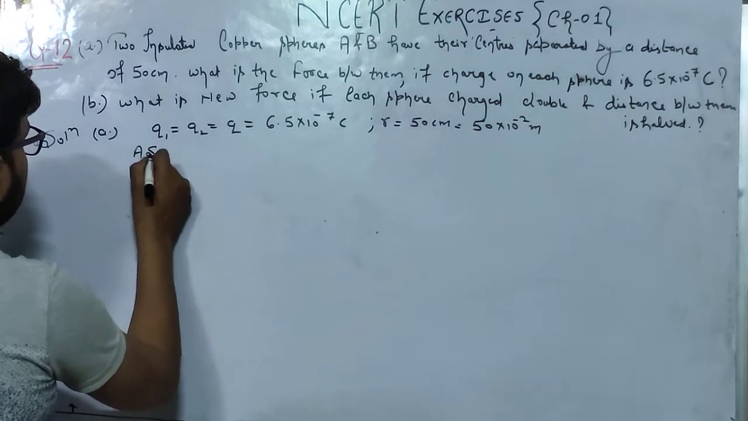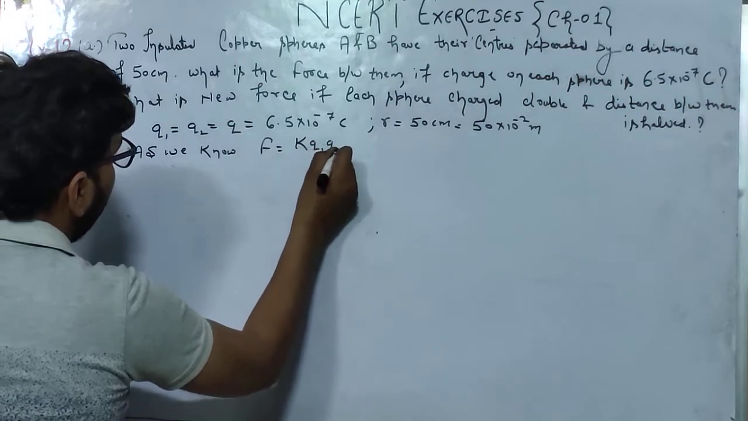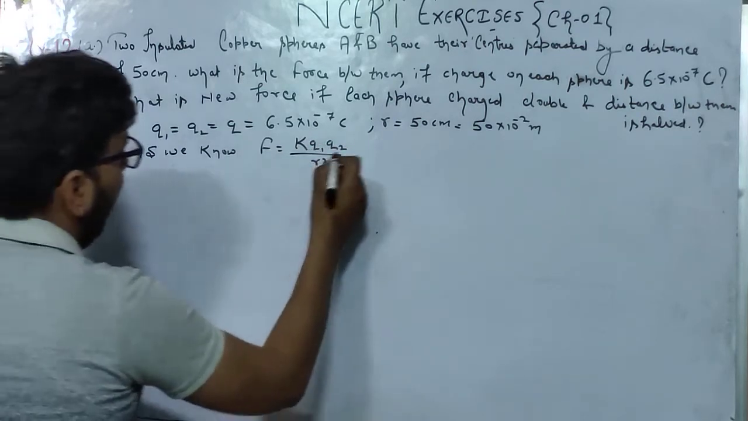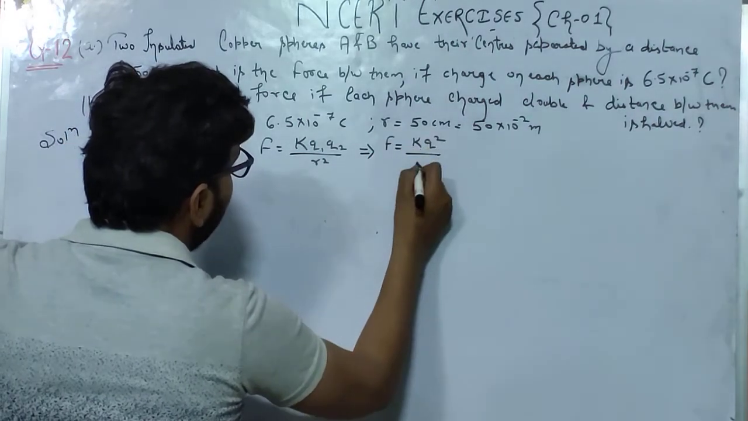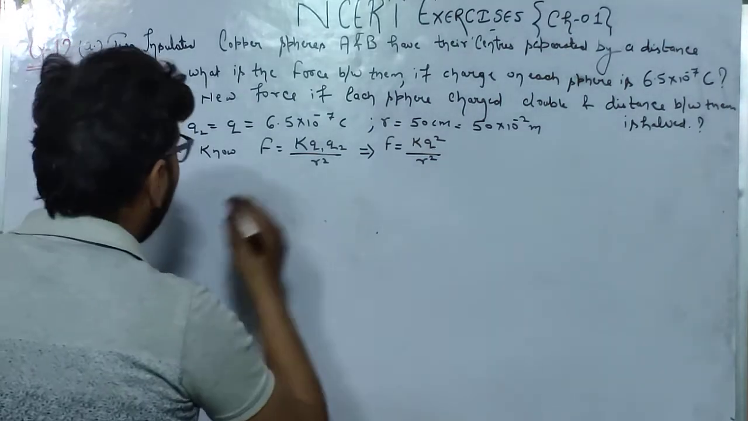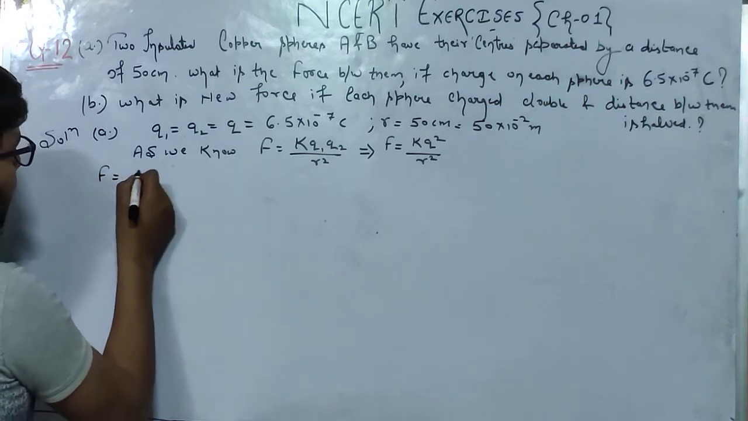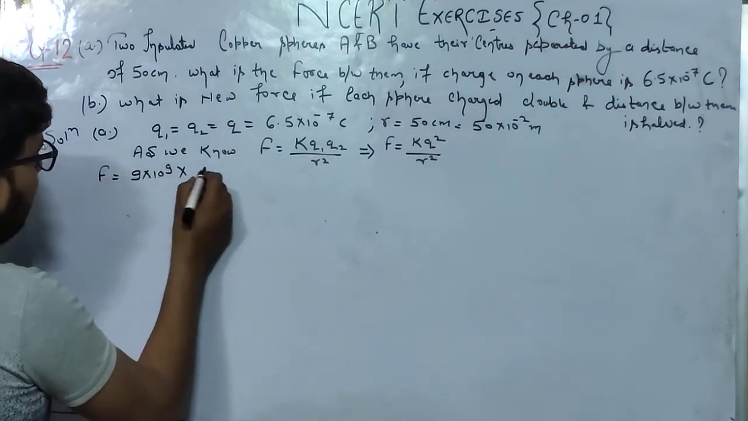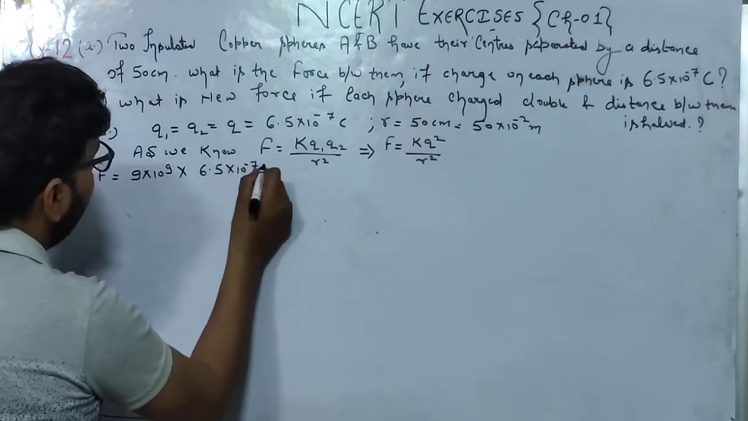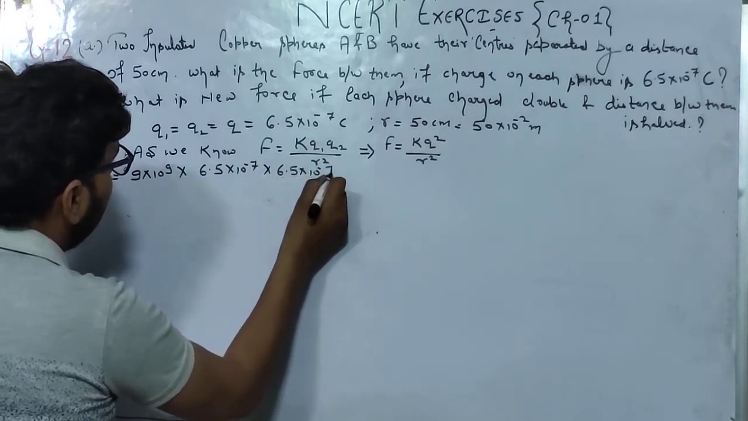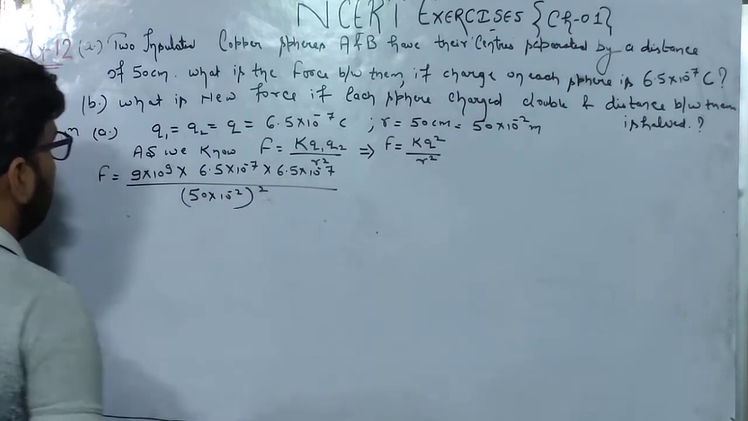Now as we know, force is equal to K Q1 Q2 divided by R square, and since the charges are the same, F is equal to KQ square by R square. Now we will put the values of K, Q and R. Force is equal to 9 × 10^9, Q is 6.5 × 10^-7, 6.5 × 10^-7, divided by (50 × 10^-2) whole square.